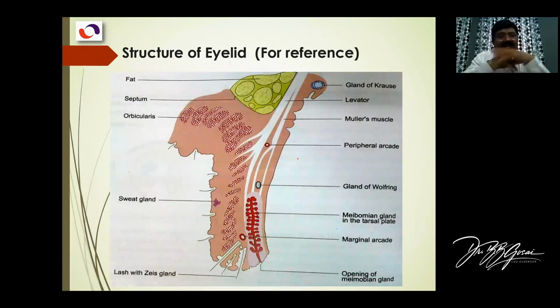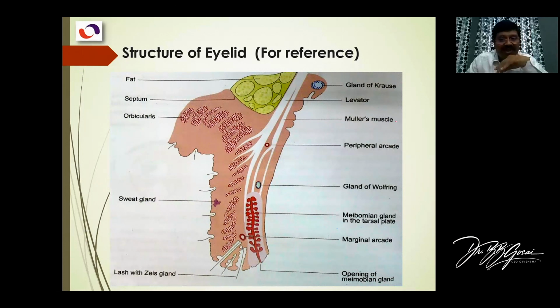This is the structure of the eyelid just for reference. Okay, starting from the front, this is the picture which gives you an idea that this one is the skin. Then you can see some glands, sweat glands, clear. Here the glands of Zeis are there. Then you see this muscle which is orbicularis oculi. Then you can see this tarsal plate. In the tarsal plate is the insertion of the levator. The deeper part of the levator is known as Mueller's muscle.